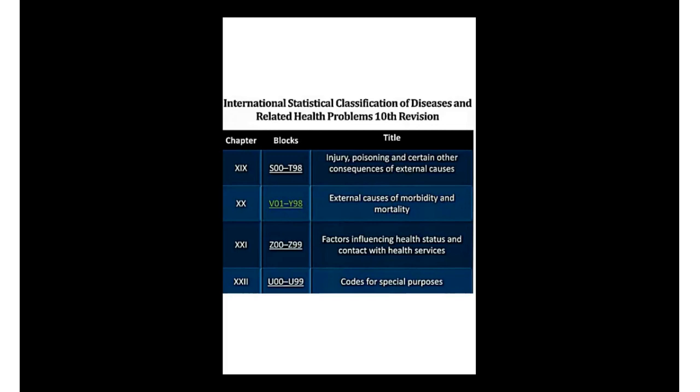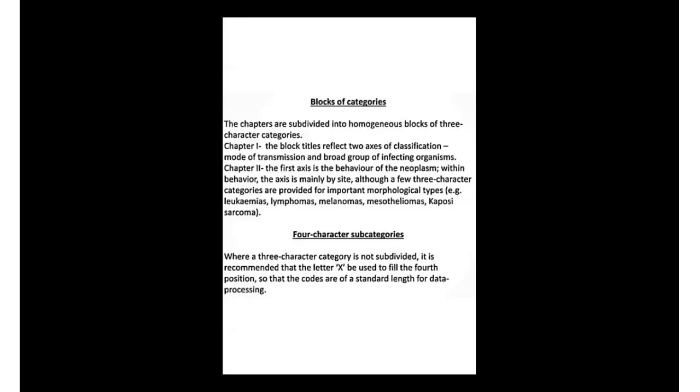Okay, U00 to U99 the codes for special purposes. Okay, so if you have to do coding for some specific purpose, we use these. Okay, so these are the basic classifications which we follow in ICD-10.